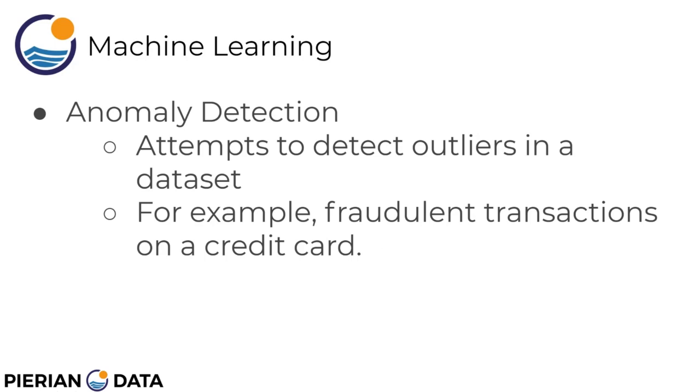Now then there's also anomaly detection, which attempts to detect outliers in a dataset. For example, fraudulent transactions on a credit card would be anomalies, and we would like to detect those. And technically, often you're not going to have historical labels of fraudulent transactions because they're so rare to occur. So really what we're looking for here are points that are really dissimilar from everything else in the dataset. And that also often falls under unsupervised learning because you don't have that historical label of fraudulent transactions.